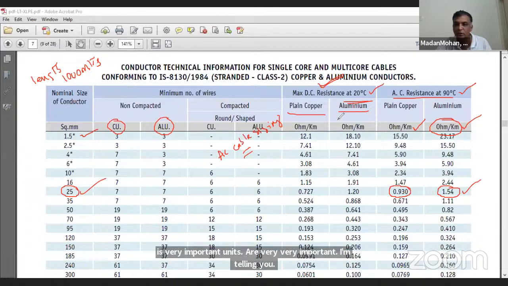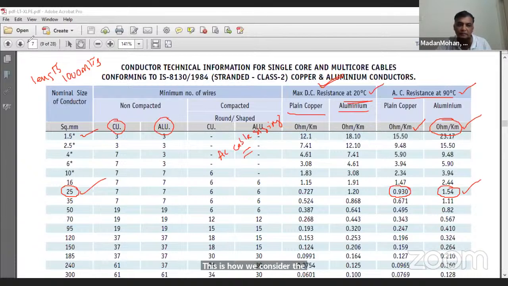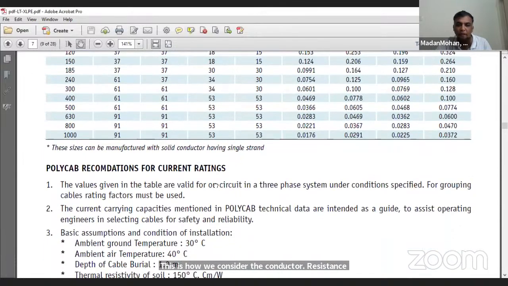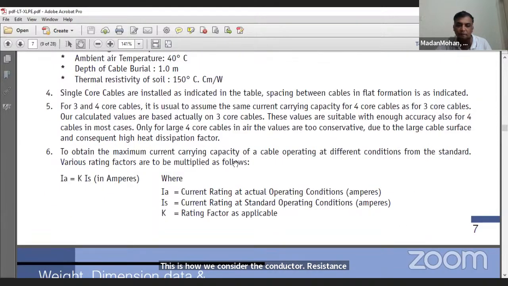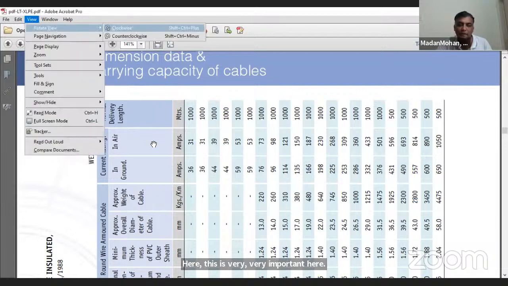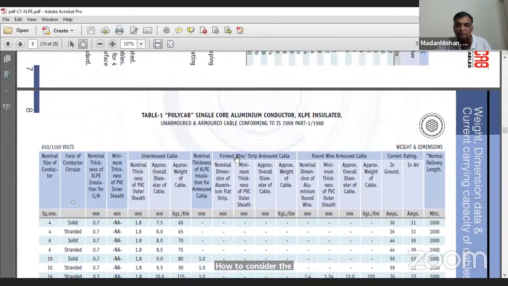So this is how we consider the conductor resistance. And the next point, which is very, very important here, is how to consider the current carrying capacity of the conductor.